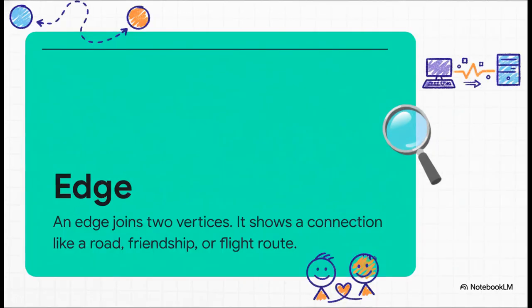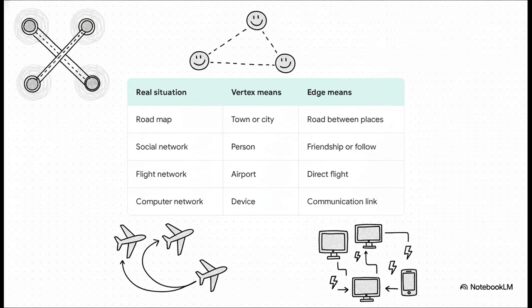Okay, so we have our things, but what's the point if they're not connected, right? That is where edges come in. An edge is literally just the line that joins two vertices. It's the relationship between them. It could be a road connecting two towns, a friendship between two people, or even a flight path between two airports. And here's where it all clicks together.